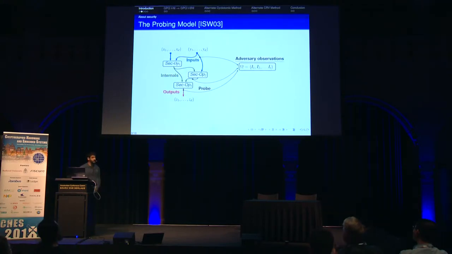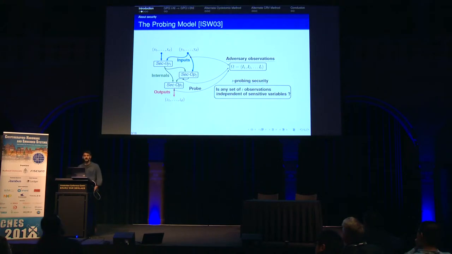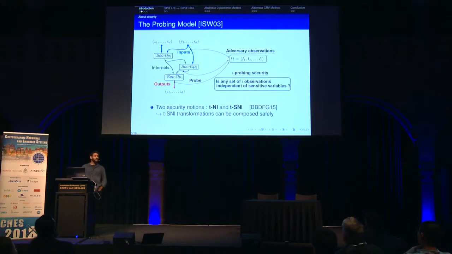In our paper, we proved the security of all of our constructions in the probing model, which was introduced by Ishai, Sahai, and Wagner in 2003. In this model, an adversary has access to T intermediate variables and tries to recover any sensitive information from the set. Therefore, what we call T-probing security is achieved if any set of T observations is independent of every sensitive variable. There are two important security notions concerning probing security: the TNI and the TSNI properties, introduced by Barthe et al. in 2015. The TSNI property is very convenient since it allows transformations that satisfy this property to be composed safely, which makes it easier to prove probing security.